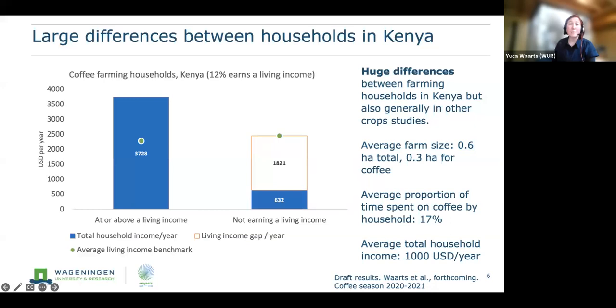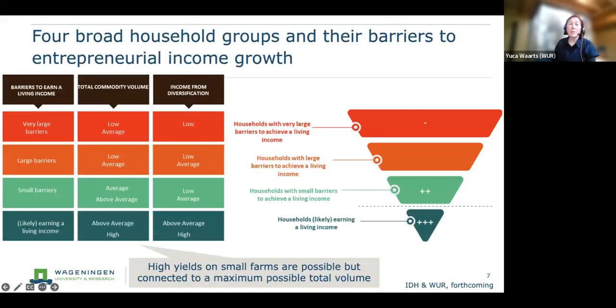Next slide, please. And this brings us to a conclusion of all the research we've seen and the high variability between the households: even though the contexts are different and the countries are different, we generally see, despite some exceptions, 4 broad groups between households and different barriers to earning a living income if nothing changes. I think that's important to mention.